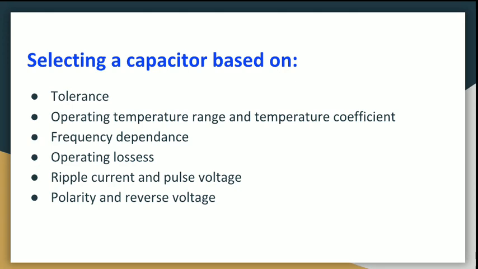Fifth one is ripple current and pulse voltages. These are quite important checks. The circuit must be examined for the possibility of pulsating voltages and maximum ripple current. A capacitor of appropriate ripple current and working voltage rating should then be chosen. Sixth one is polarity and reverse voltage. If an electrolytic capacitor is used in a circuit, it must be connected in the correct direction. Its reverse voltage rating should be at least twice the possible reverse voltage in that branch of the circuit. Next, power.